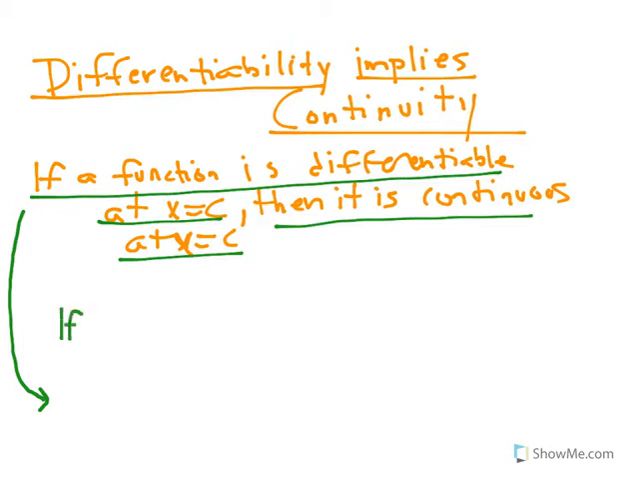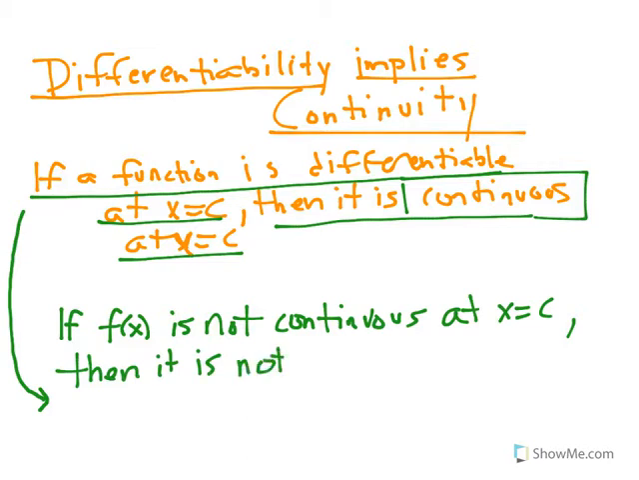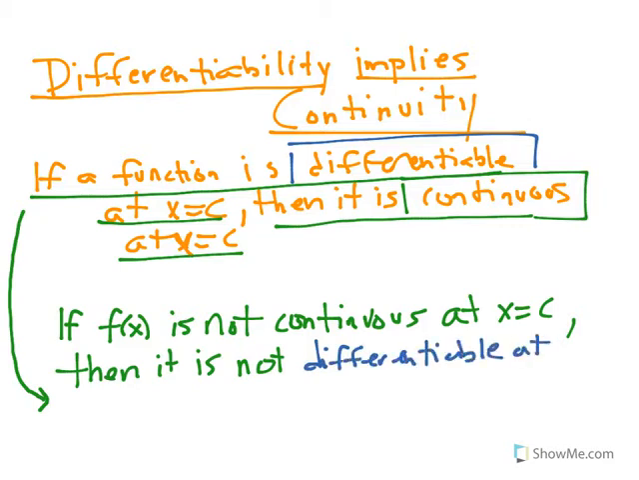I would then say if f of x is not continuous at x equals c, then it is not differentiable at x equals c. Ooh, long word to spell. Meaning, if it's not continuous, you already know you're not going to be able to find a derivative. If it is differentiable, then you already know it's continuous.